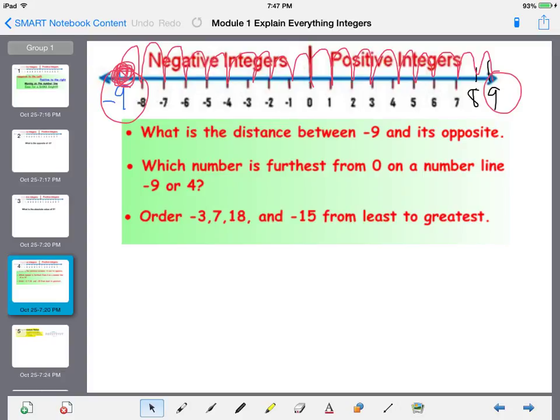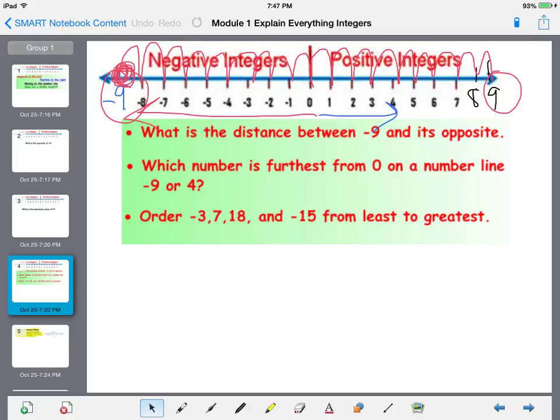The second question is, which number is furthest from 0 on a number line, -9 or 4? Now this becomes a little tricky because sometimes we think about which one has the greater value, and we know that 4 is greater than -9, but that's not what they're asking. The question is asking which number is furthest from 0. So -9 is 9 units away from 0, and 4 is only 4 units away from 0. So the answer here would be that -9 is further from 0 on a number line.